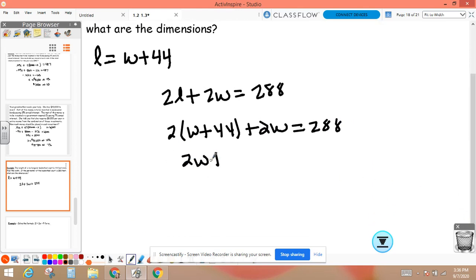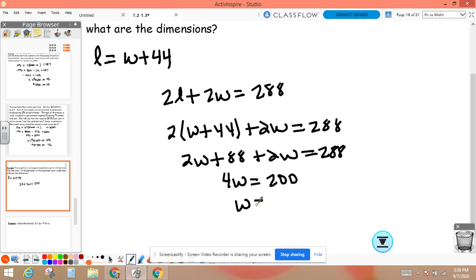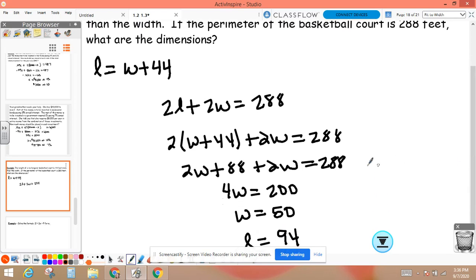So 2W plus 88 plus another 2W is 288. So 4W, go ahead and subtract the 88, is 200. So W is 50. We know the width is 50, which means the length has to be 94, because you just add 44 to that. Did they give us units? Yeah, they said feet.